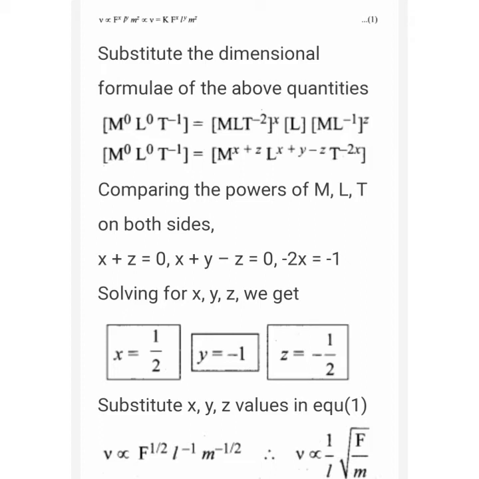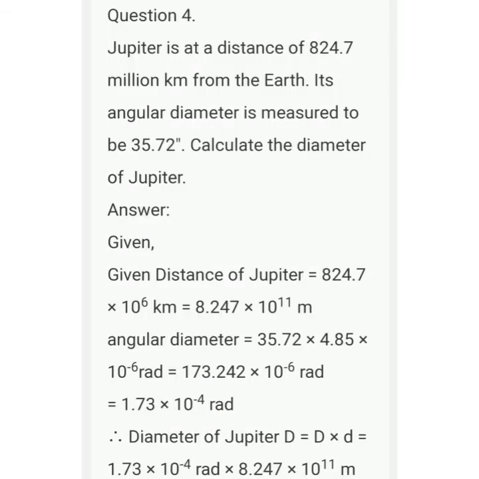X is equal to 1 by 2. If you substitute the x value in x plus z is equal to 0, you will get z is equal to minus 1 by 2. If you substitute the x value and z value in the second equation, you will get the y value. Just by substituting the powers, you can frame the equation.